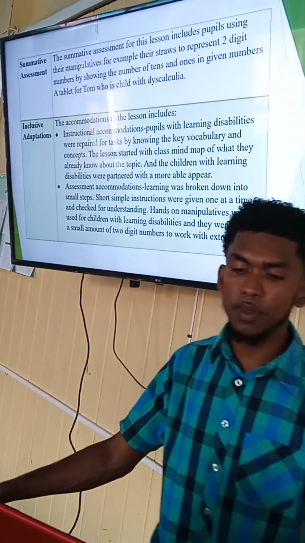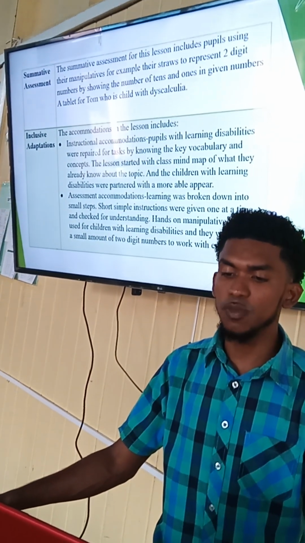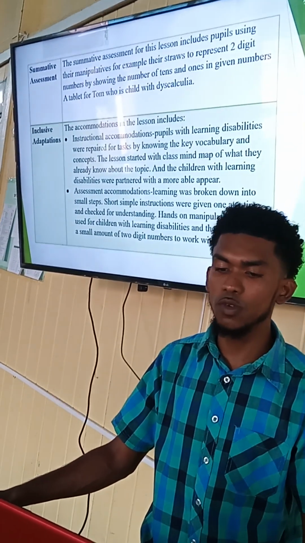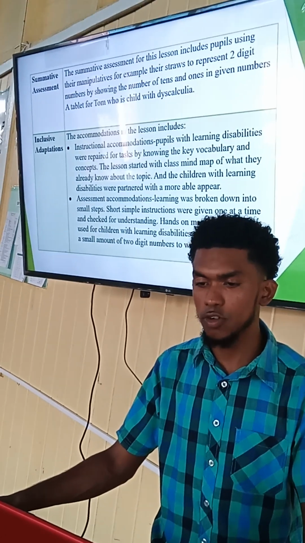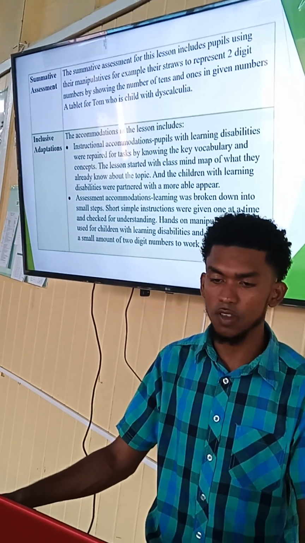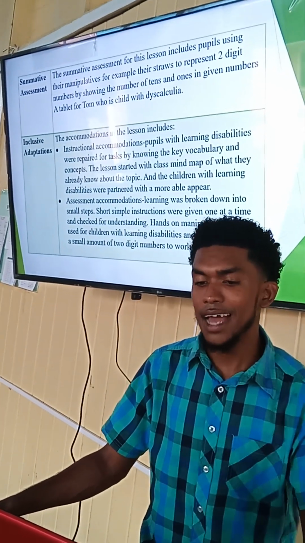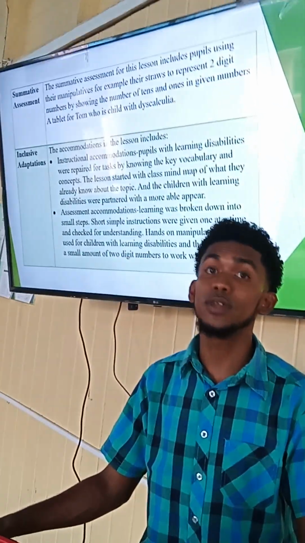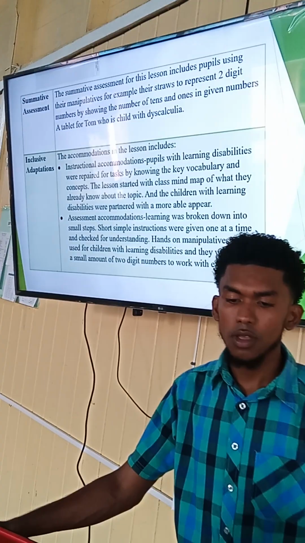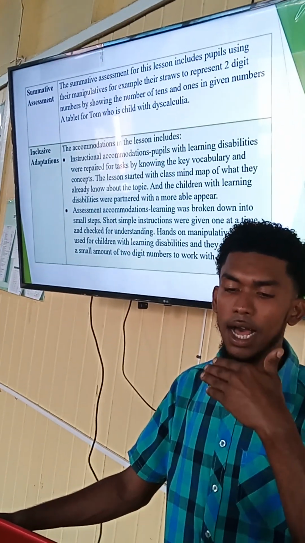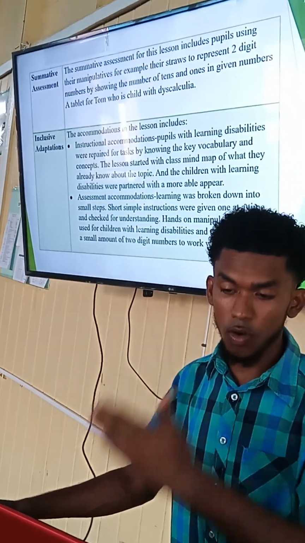Now, what was the summative assessment? The summative assessment for this lesson includes pupils using their manipulatives, for example their straws, to represent two-digit numbers by showing the number of tens and ones in given numbers, and a tablet for Tom, who is the child with dyscalculia. He would have been doing a test on the tablet.